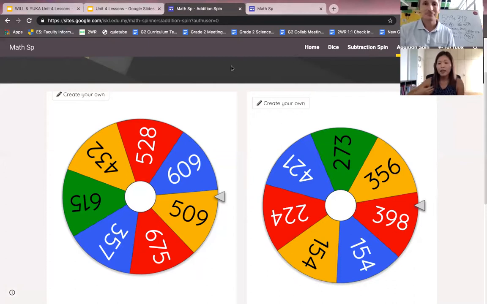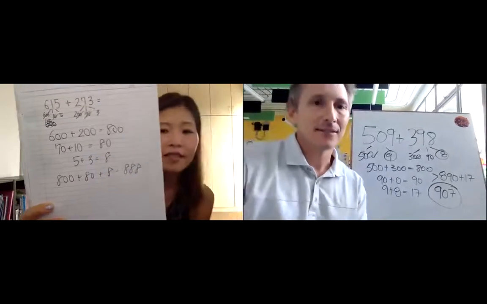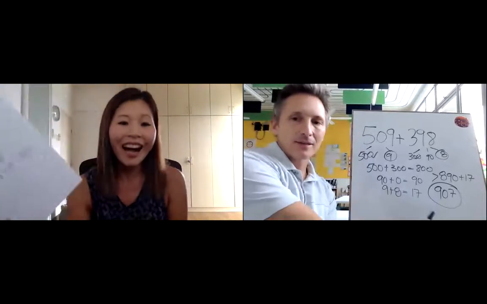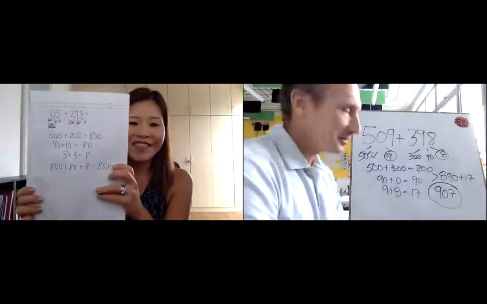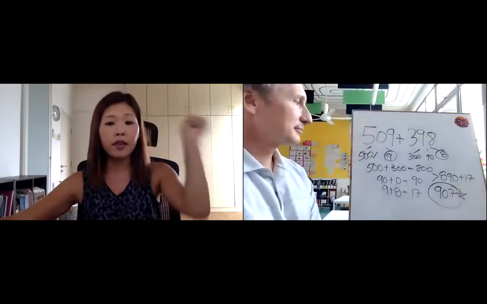Mr. Regan, my total was 888. I used decomposing to solve my problem. What did you get? I got 907, so just by a little bit. Mr. Regan has a bigger number. For addition spin, whoever has the greater number gets a point, so Mr. Regan, you get 1 point. Do you understand how to play the addition spin?